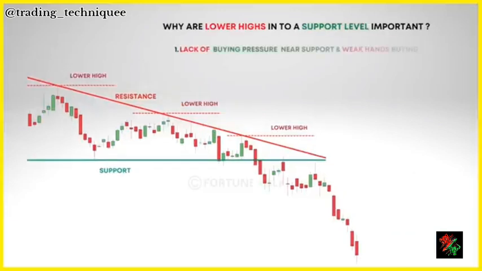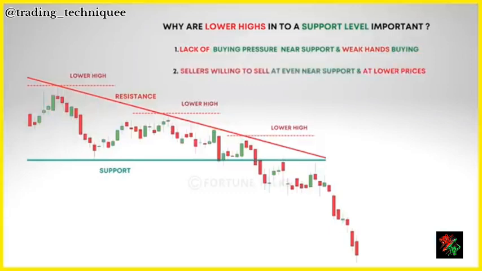Usually when the price drops lower, more demand comes in to push the price higher. But that is not the case for a descending triangle, because as the price drops lower, there is still a lack of buying pressure. Instead, the sellers are willing to sell at even lower prices. That's why you get a series of lower highs.